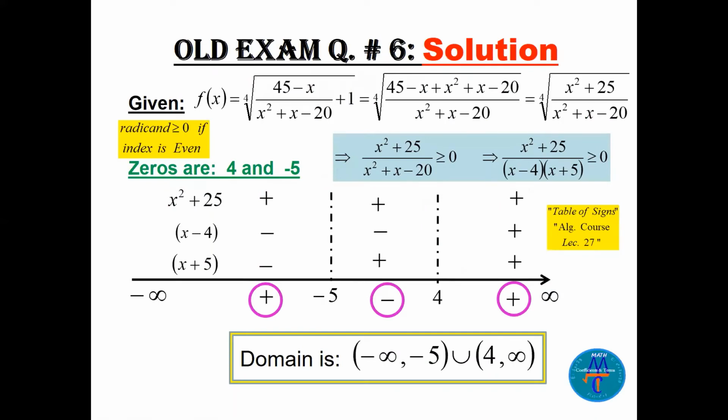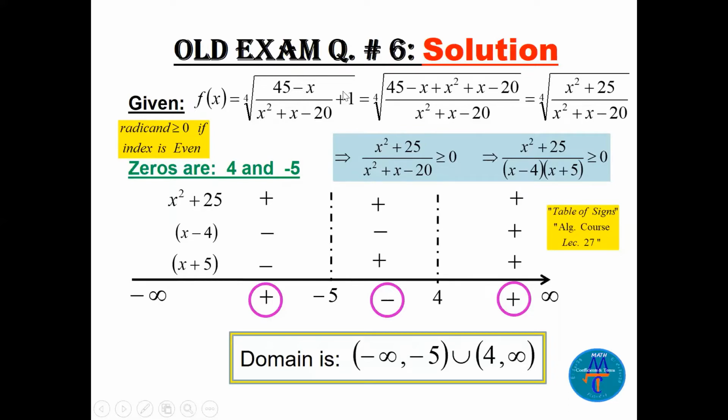So the index is even. I have to take the radicand. You can simplify it. See what I did here? I simplified under the radical and then take the radicand greater than or equal to 0. Or you can take all this, it's the same. You take 45 minus x over this plus 1 greater than or equal to 0, then you can simplify it. It's the same idea. So let's see here what we get.